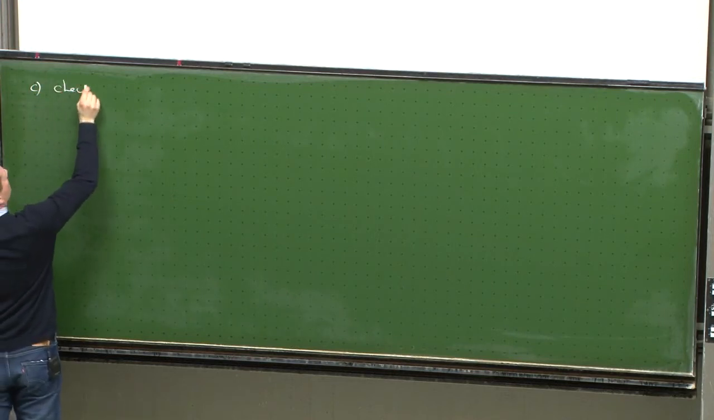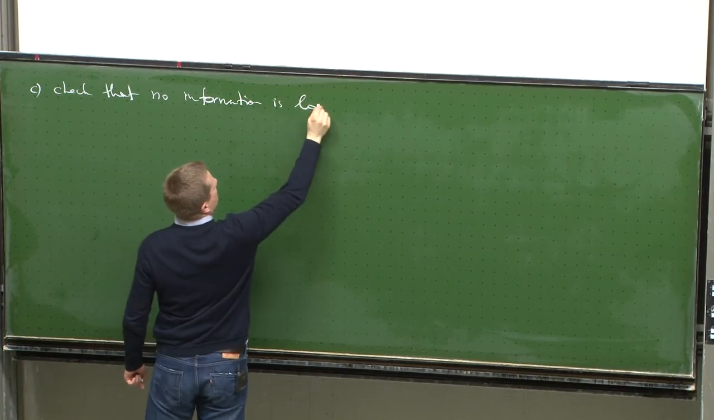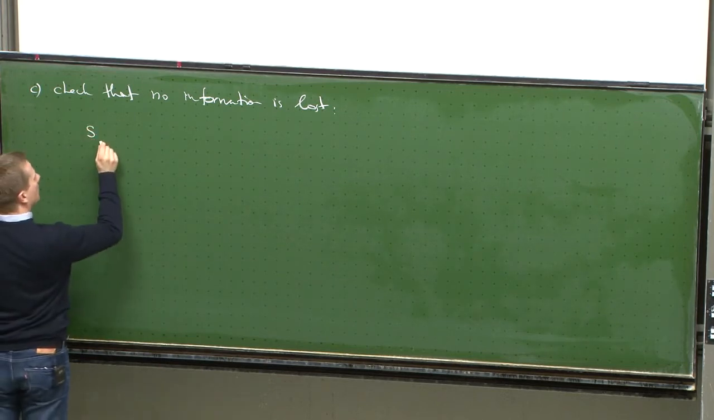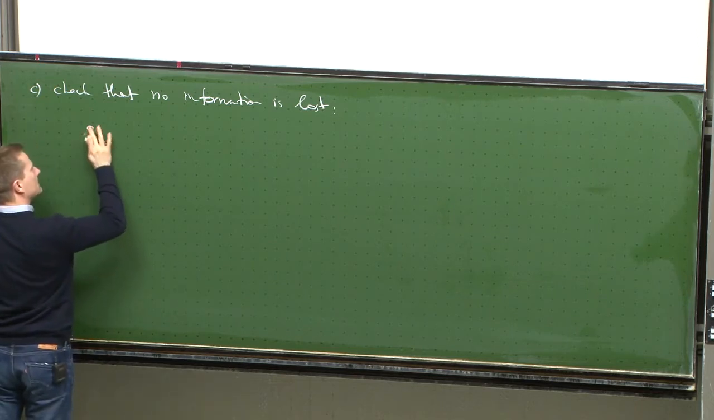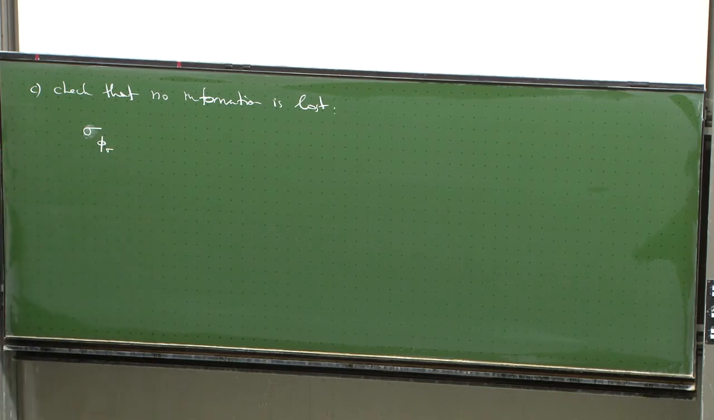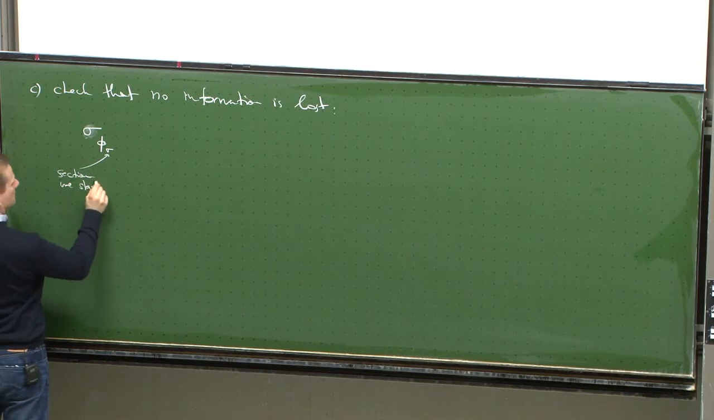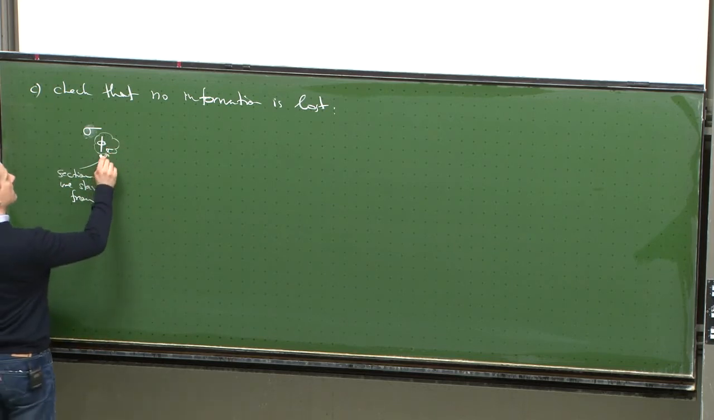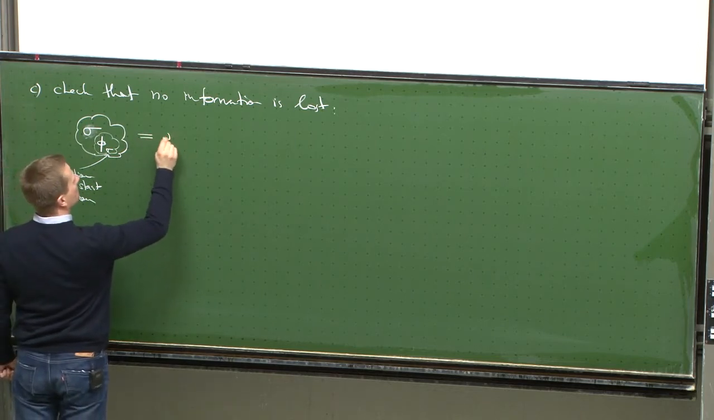So step C: check that no information is lost. How do we check this? We start from a section sigma, the original section we put in. From this we construct the induced function on the principal bundle, and from this we construct the induced section of the associated bundle. We go back and forth, and of course we want to arrive at the original section.